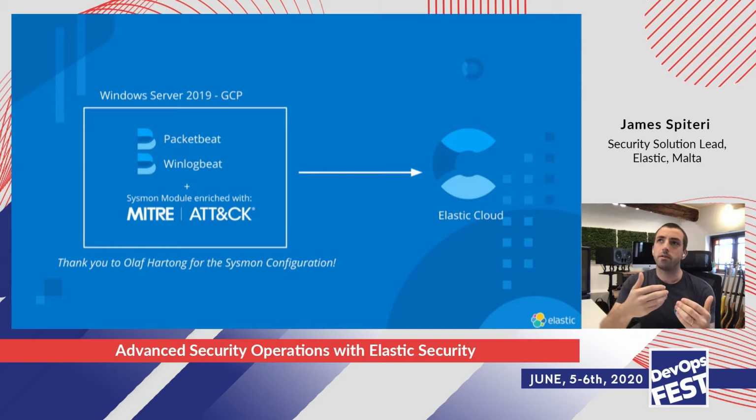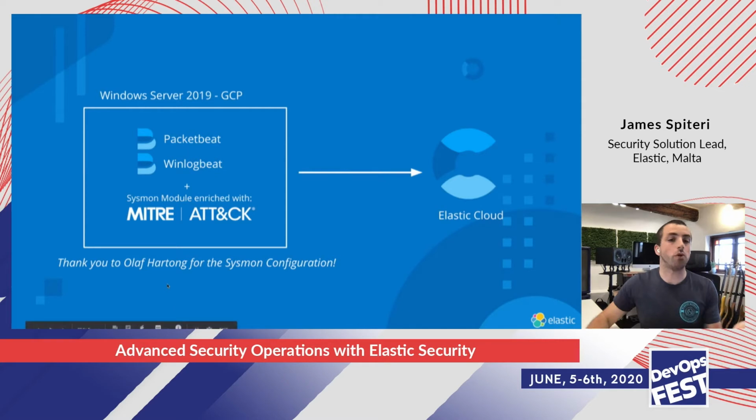I have Packetbeat, which is looking at packet data on the wire. Literally whatever is going over my GCP interface is being picked up and sent straight to Elastic Cloud, which is also running on GCP. We have Winlogbeat, which is looking at the Windows events. But I also have Sysmon installed. For those of you who aren't familiar, I like to reference Sysmon as the audit daemon equivalent for Windows. You can get really in-depth information about what's happening on a Windows system. And I'm using a community configuration thanks to Olaf Hartong, which is mapped to the MITRE ATT&CK framework.